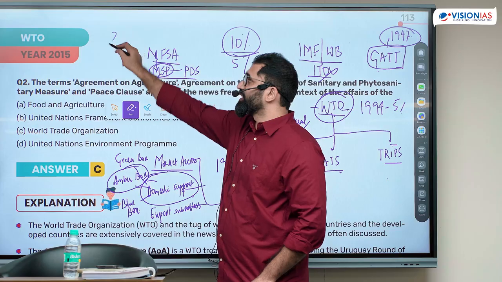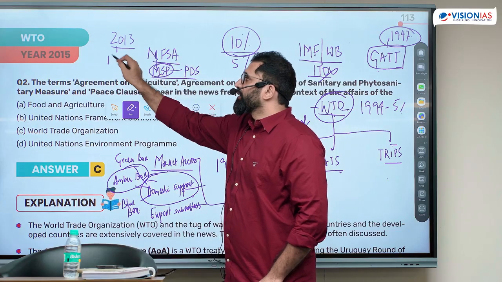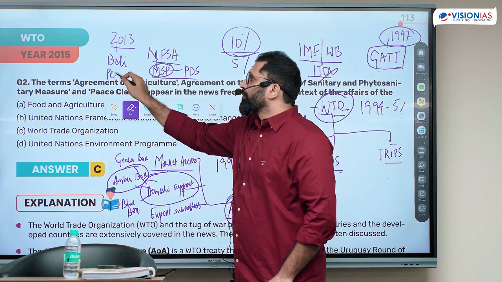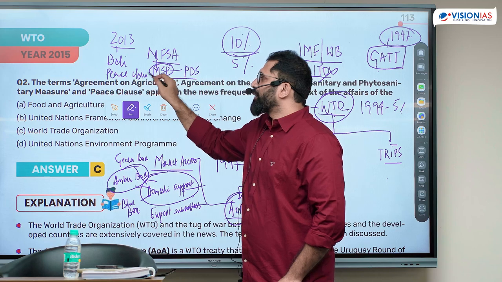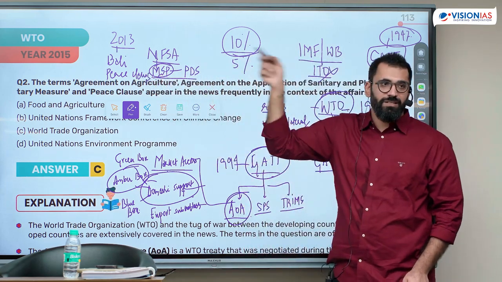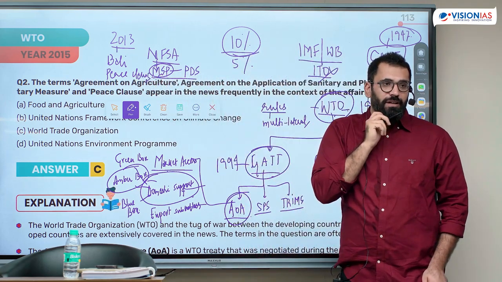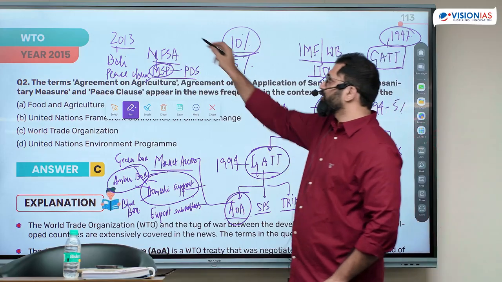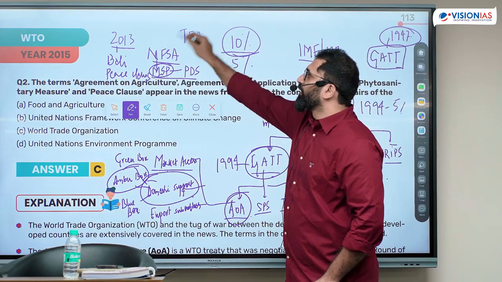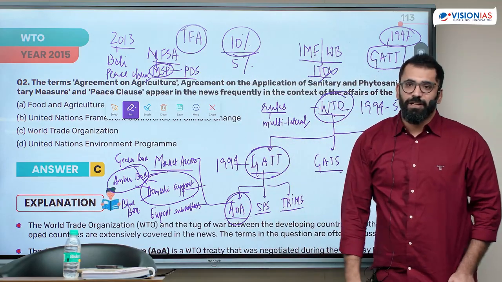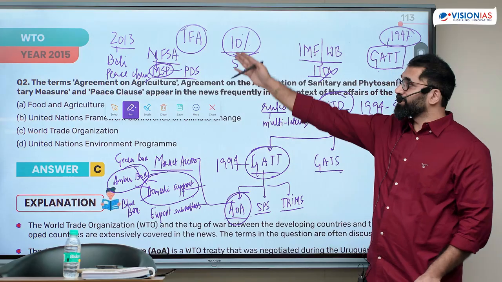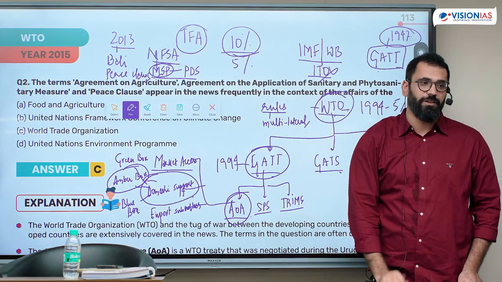So a compromise was reached in 2013. This was called as the Bali Peace Clause. That India might breach 10%. In exchange, what did India agree to? Yes, in exchange, India agreed to sign the Trade Facilitation Agreement. UPSC asked a 3-statement question on TFA, and that was a very difficult question.